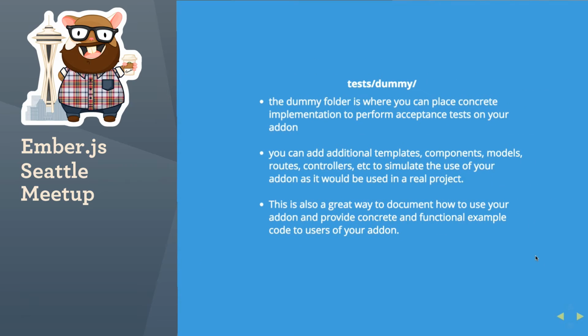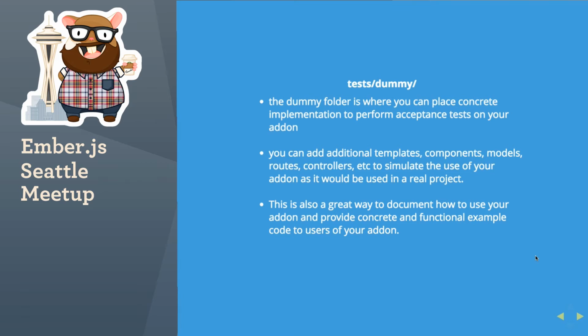Okay. There's another folder called test/dummy. Now, this is an interesting convention. It's been around for a while. It's just a folder where you can put concrete implementation to test or write acceptance tests. So you can put anything you want in here. I like to think of it, you can put additional templates, components, models, things that aren't necessarily strictly part of your add-on, but are things that might have real code that would use the add-on and demonstrate features of the add-on. And then the test will run that dummy app, process it, and you can test against that.